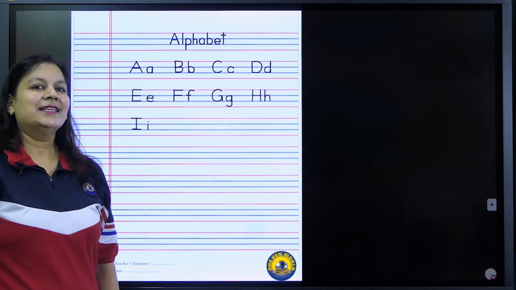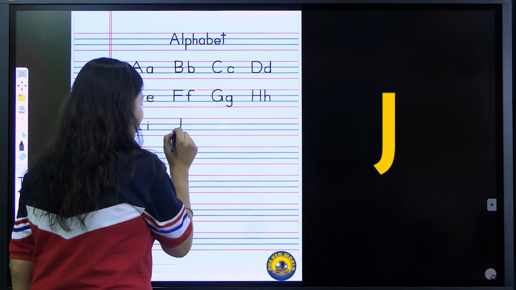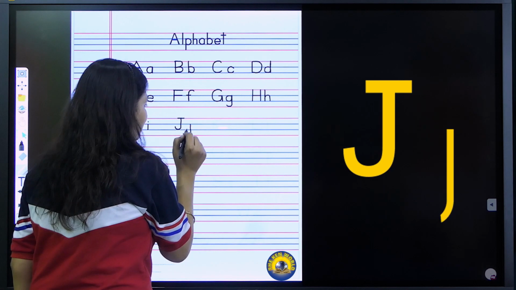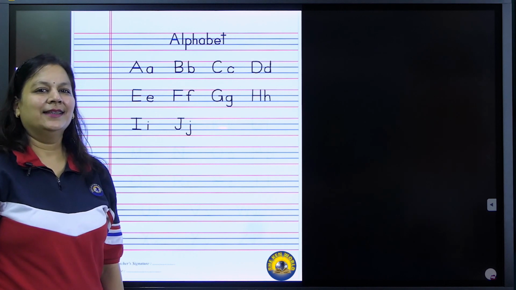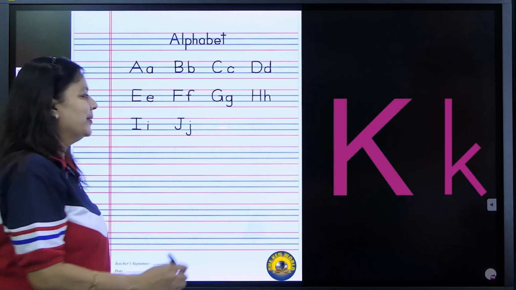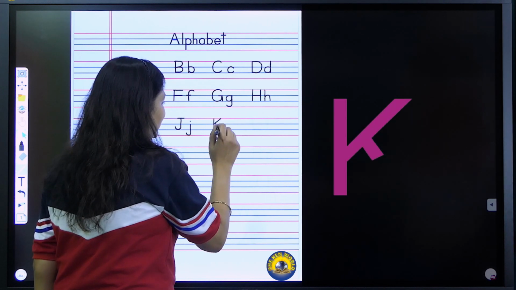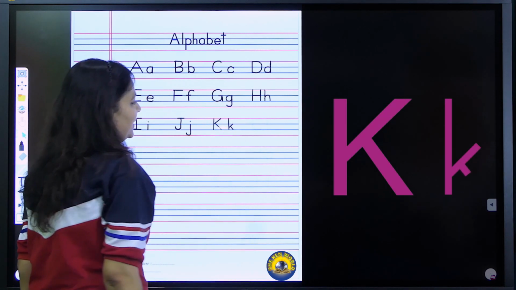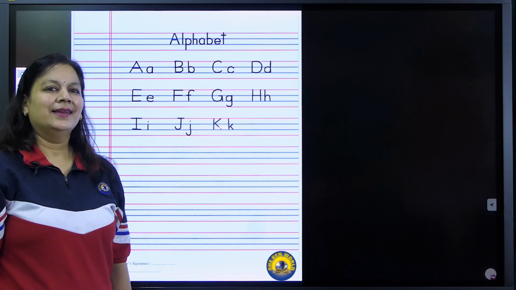After I, it's J. Uppercase J, lowercase J. Speak loudly. J, J, J. The next letter is K. Uppercase K, lowercase K. Speak aloud. K, K, K.